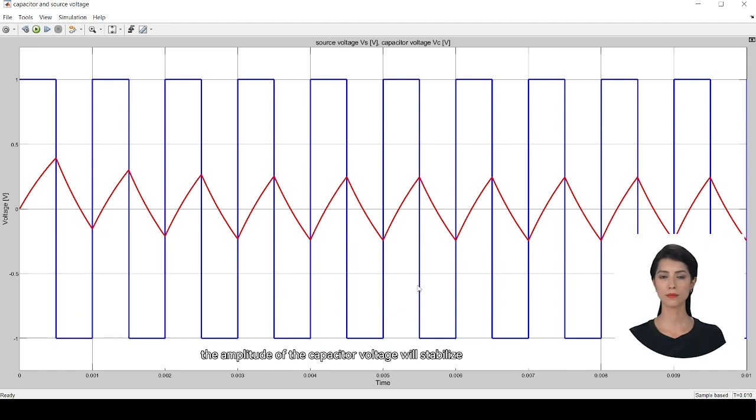Over time, the amplitude of the capacitor voltage will stabilize, but in the beginning, it's a bit chaotic as the capacitor adjusts. This initial phase is known as the transient response.